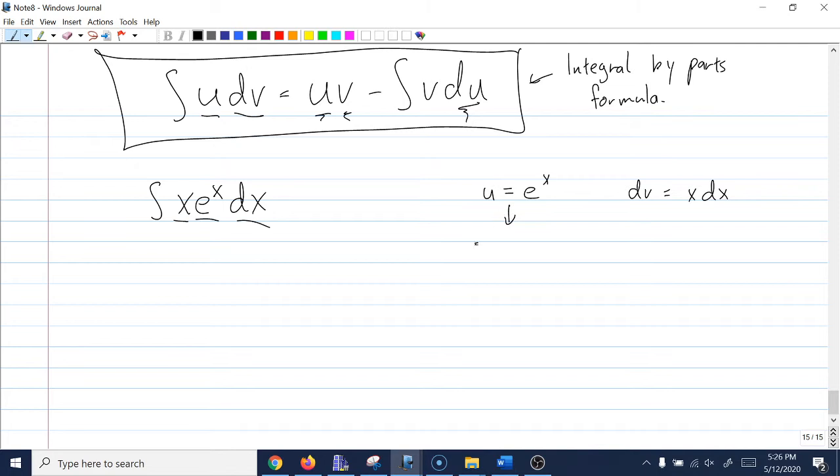Just like with substitution, to find what du is, I take the derivative of this. If u is e to the x, du is the derivative of that, dx. The derivative of e to the x is e to the x. So du is e to the x dx. The in-between step that we're not usually writing here might be that du/dx is e to the x. Multiply both sides by dx. I'm not going to write that out much, but that's why I need to have the d there.